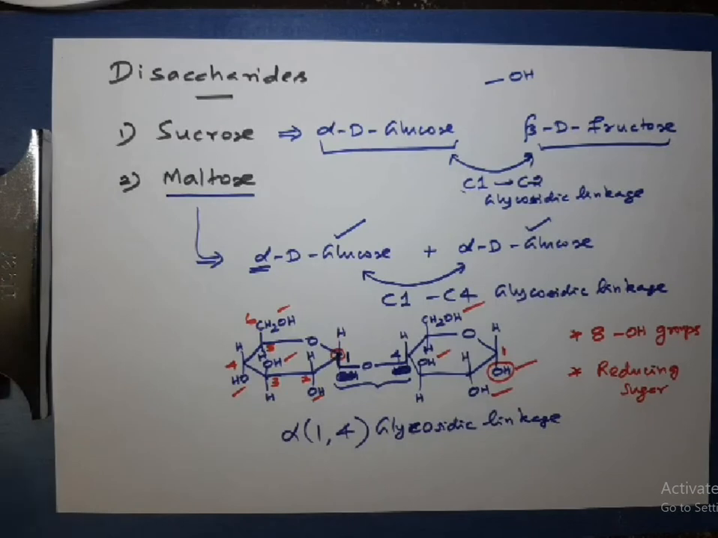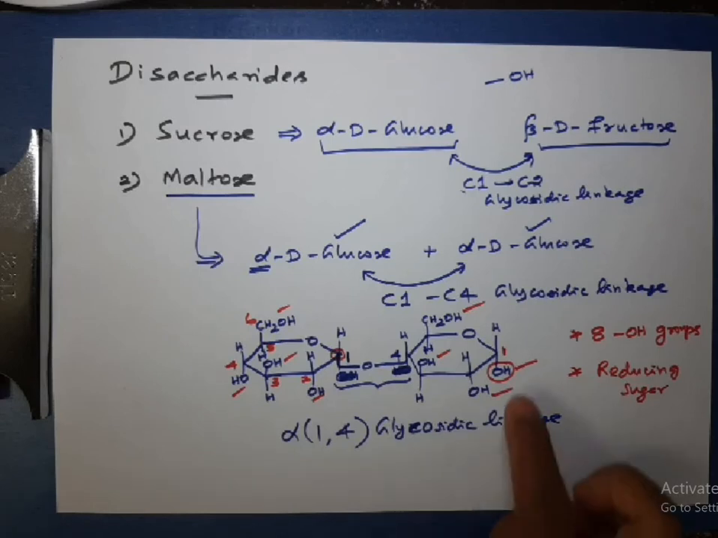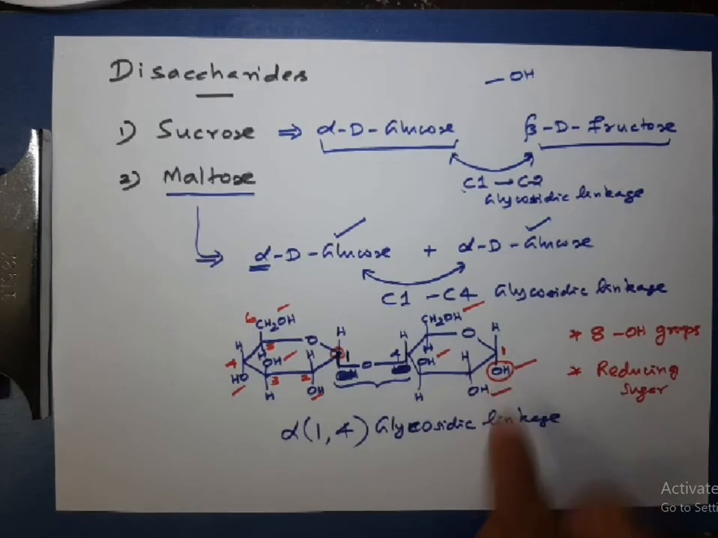It's a reducing sugar, no doubt. Maltose is a reducing sugar. Why? Because in one glucose unit the anomeric carbon, that is C1 carbon, contains an OH group. Therefore ring opening is possible. In sucrose it is not possible.